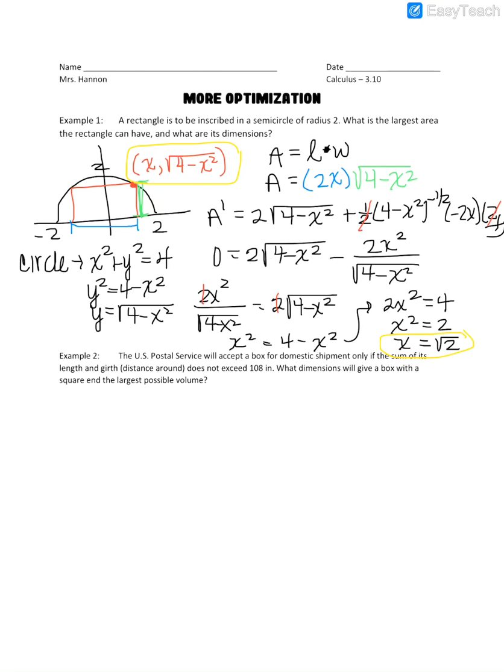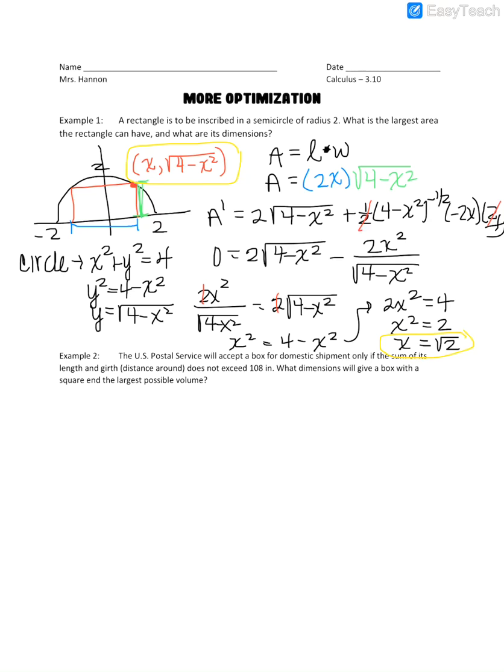Okay, number 2 says the U.S. Postal Service will accept a box for domestic shipment only if the sum of its length and girth, or distance around, does not exceed 108 inches. What dimensions will give a box with a square end the largest possible volume?